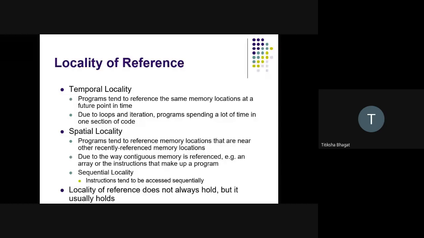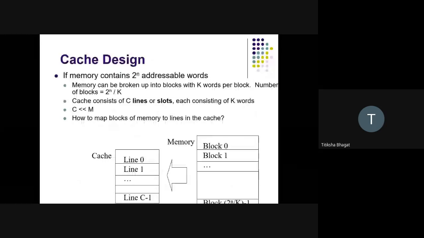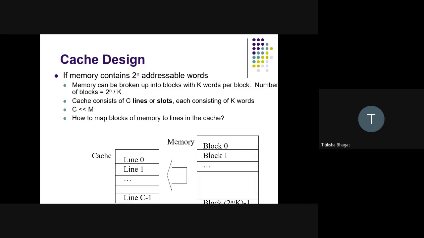So we have seen the locality of reference. Next we will see the addressing, how the addressing is done, or what will be the size of memory, what will be the size of cache memory. Again, many times the question is asked, many questions are based on this topic also.